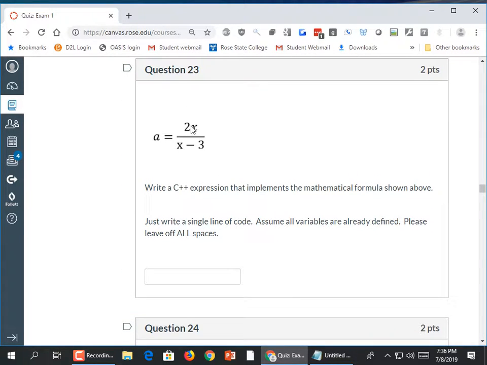A couple of folks got bitten by the fact that it does not assume the asterisk. You can't just put 2x. You got to put 2 times x. So A is equal to, and if you put parentheses around the top, that's great. It wasn't necessary. 2 asterisk x divided by, on the bottom it is, x divided x minus 3.